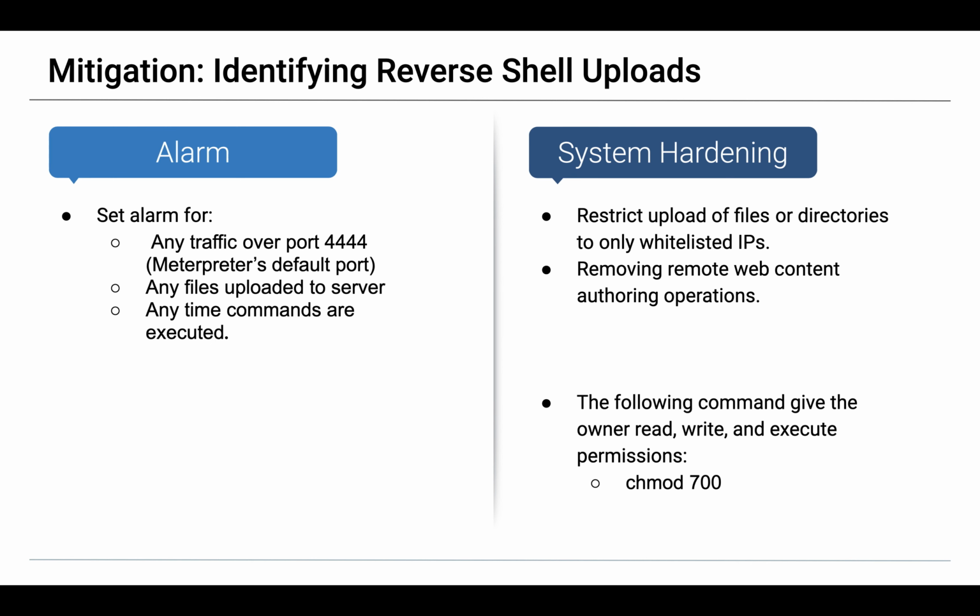Following, in order to identify the reverse shell uploads, we can set an alarm for any traffic going over port 4444, which is Meterpreter's default port, any files uploaded to the server, and any time commands are being executed. A couple ways to harden the system. We can restrict upload of files or directories to only whitelisted IPs, or we can remove remote web content authoring operations. If you choose to continue with remote web content authoring operations, the following command gives the owner read, write, and execute permissions.